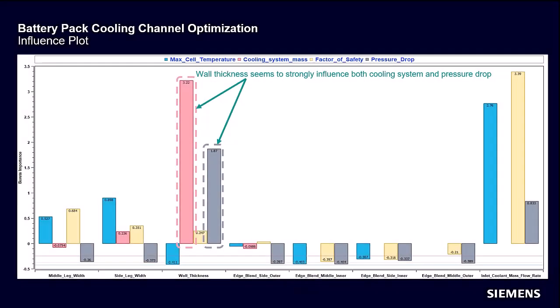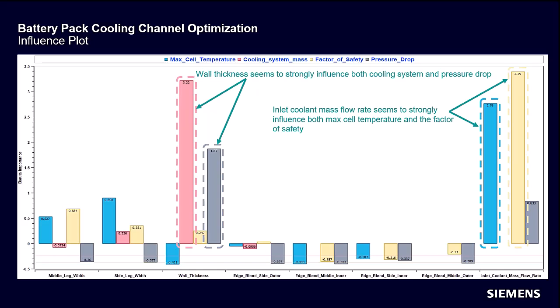According to the Pareto influence plot, it is evident that channel wall thickness has a strong influence on both the cooling system mass and pressure drop. On the other hand, the inlet coolant mass flow rate has a strong influence on the maximum cell temperature and factor of safety, with some impact on the pressure drop. Comparatively, edge plane radiuses appear to have little to no effect when compared to other parameters.